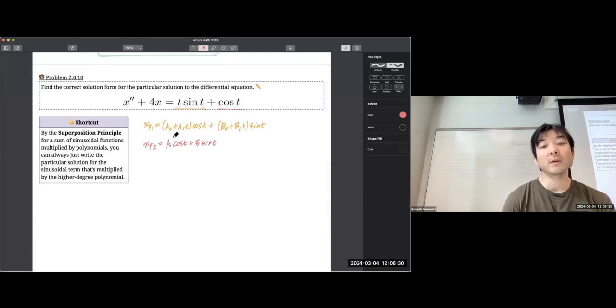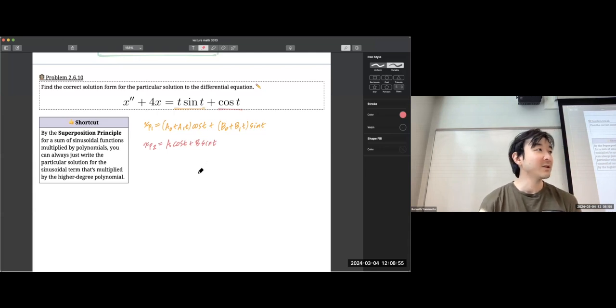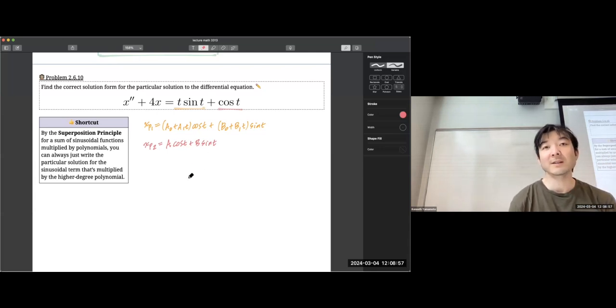I'm being careful, and you should also on your homeworks to make sure that all your coefficients are distinct. So these are a naught and a1, and this is b naught and b1, whereas this is a and b without the subscript. In general, all these coefficients may not necessarily equal each other, so you want to make them all distinct. And there are a lot of letters you can use, A, B, C, D, F, G, all the way up to Z.